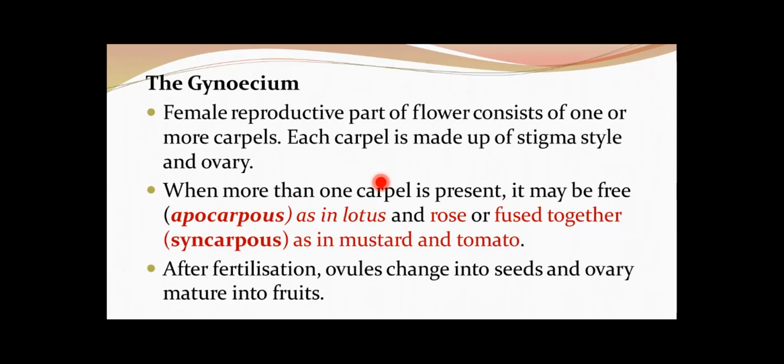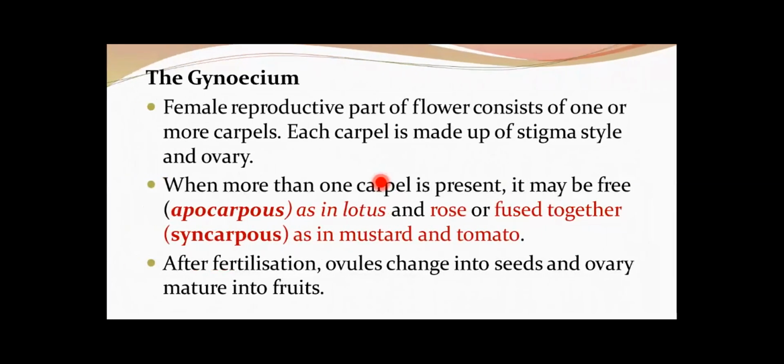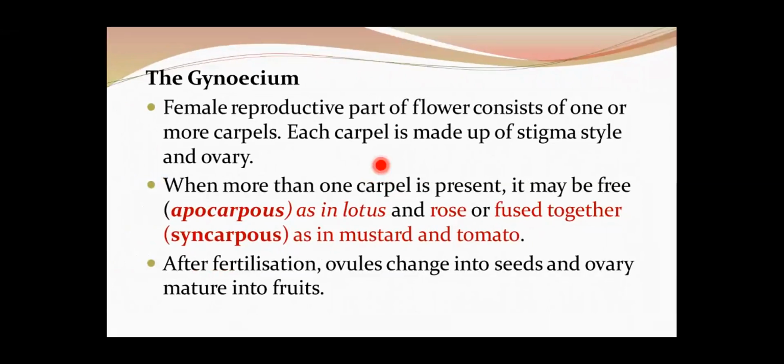When more than one carpel is present in a flower, they may be free. This condition is called apocarpous, as you find in lotus and rose. If they are fused together, the condition is called syncarpous, as you find in mustard and tomato. After fertilization, the ovules will change into seeds and the ovary will mature ultimately into fruit.